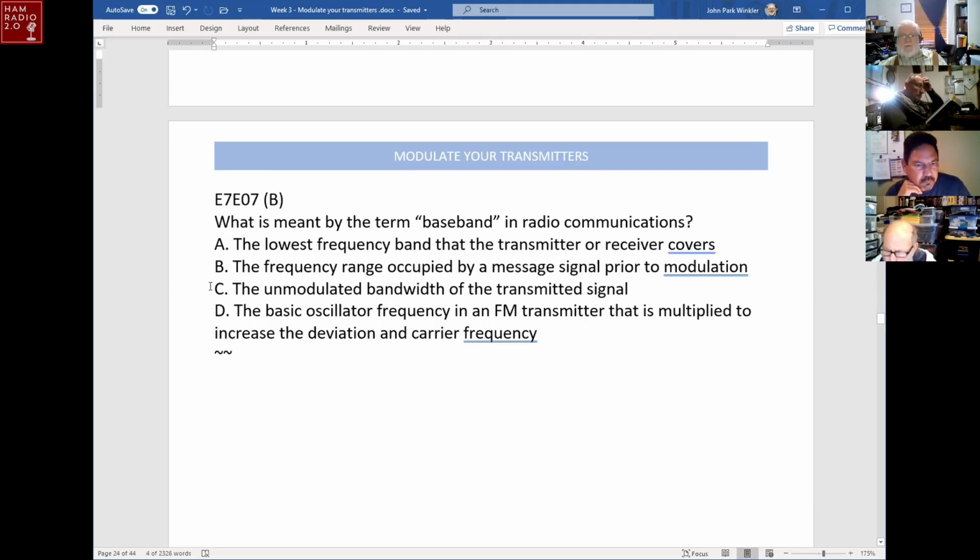The bandwidth of a carrier is going to be very, very narrow because it's unmodulated. It's just a single tone out there on a single frequency.